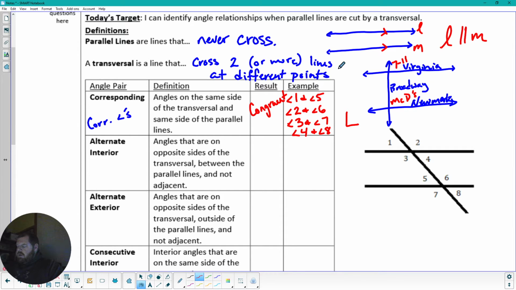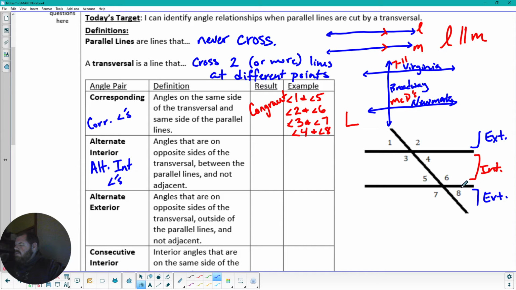The next one we'll talk about is alternate interior angles. Here we would say alt int angles. Okay, they're angles that are on opposite sides of the transversal between the parallel lines and not adjacent. So if we're looking for that, let's say McDonald's here is on the interior, and really it comes down to everything in between the two parallel lines is called the interior. Everything outside of the parallel lines, here and here, is called the exterior.